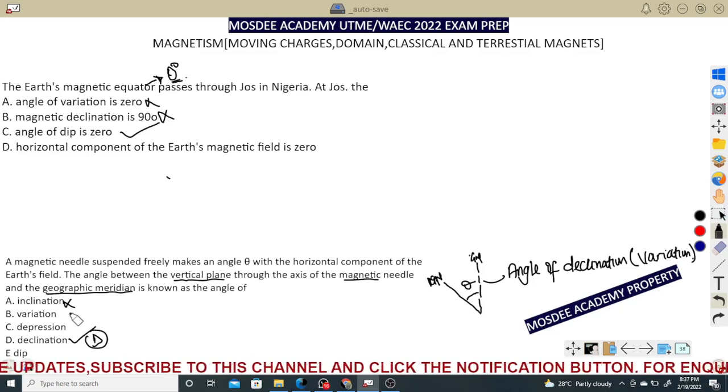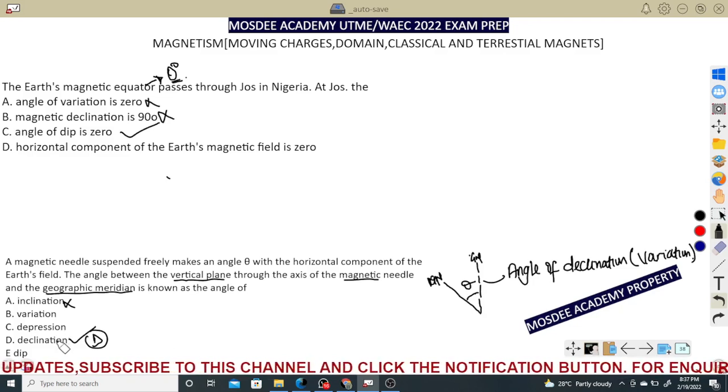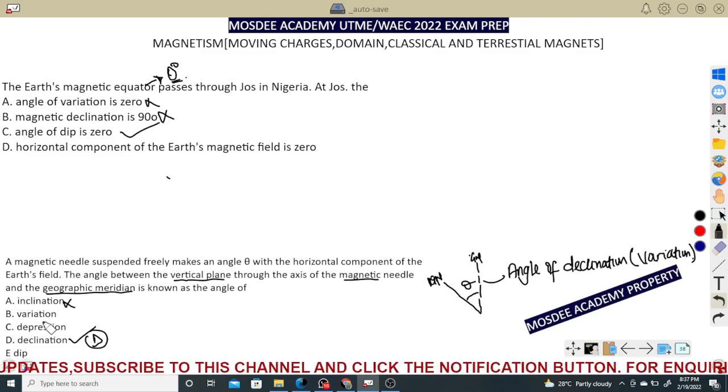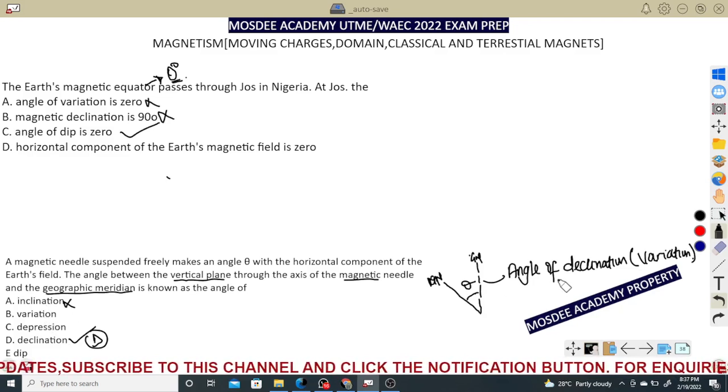I would have picked this also because B is also correct, but you just need to be careful again because this examiner actually made a mistake, because angle of variation is also called angle of declination.